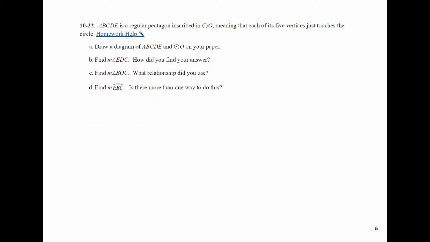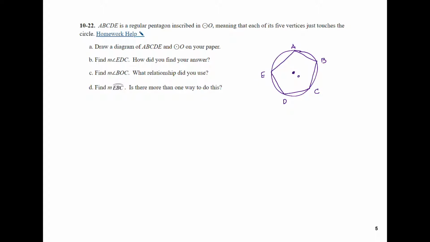10-22 says ABCDE is a regular pentagon inscribed in circle O. So if we draw ourselves a picture of a pentagon inscribed in circle O, meaning that each of its 5 vertices just touches the circle. So here is our diagram, and we label it A, B, C, D, E, and we're talking about circle O.